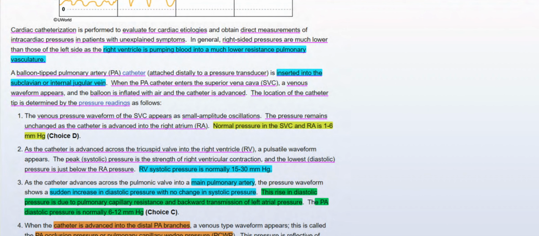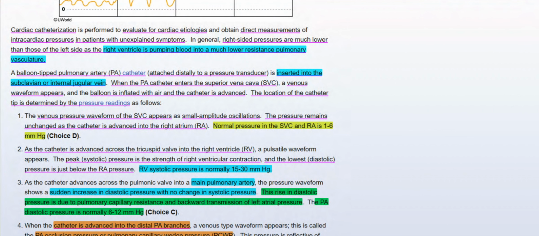When the pulmonary arterial catheter enters the superior vena cava, a venous waveform appears. The balloon is inflated with air and the catheter is advanced. The location of the catheter tip is determined by the pressure readings as follows. The venous pressure waveform of the superior vena cava is a small amplitude oscillation. The pressure remains unchanged as the catheter is advanced into the right atrium. Normal pressure in the superior vena cava and right atrium is 1 to 6 mm Hg, as I talked about.